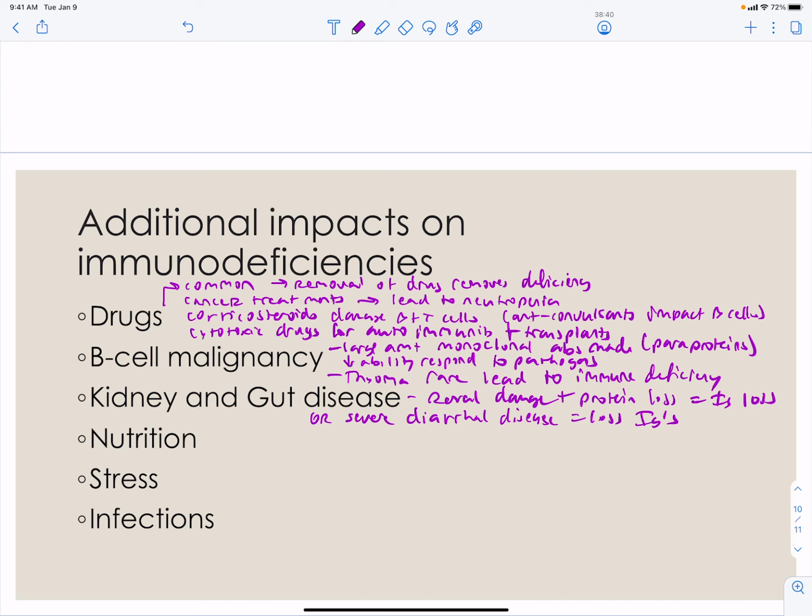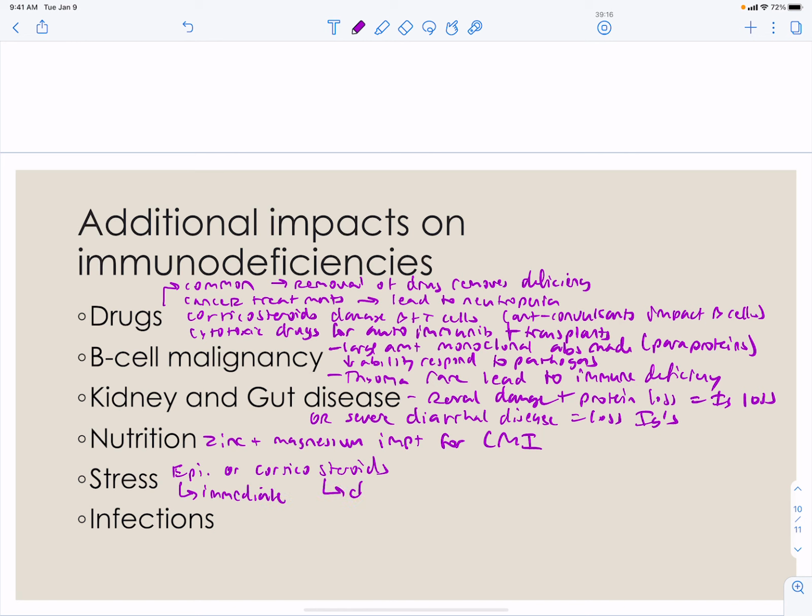Nutrition: zinc and magnesium are important for cell-mediated immune responses. And stress. So you can have epinephrine and corticosteroids, which lymphocytes have receptors for. And this is going to be immediate, and this is going to be more chronic.